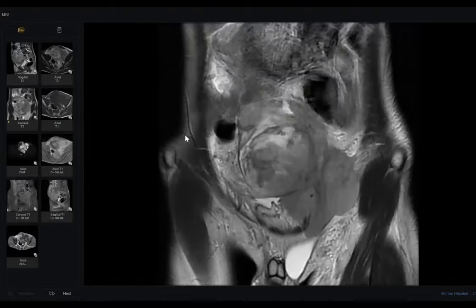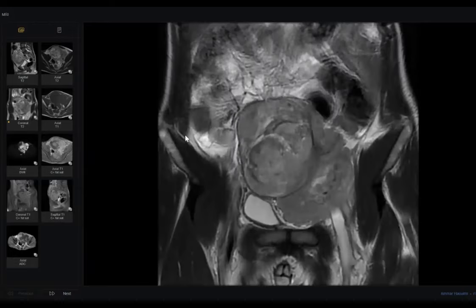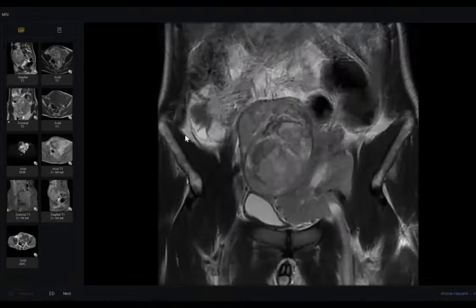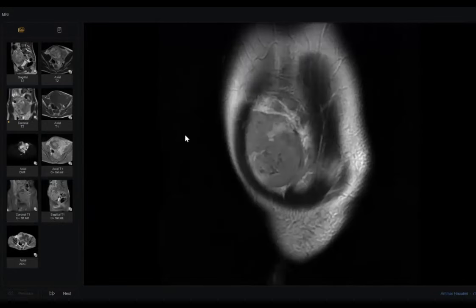I can see the large heterogeneous mass filling the left anterior pelvis and extending into the left inguinal region. I would like to go down and check for the testes.